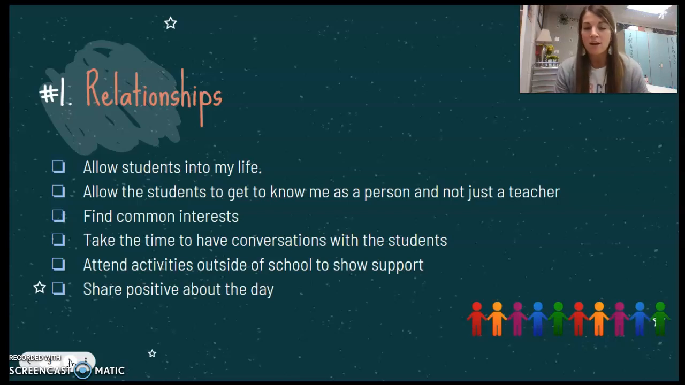And then share a positive about the day. That's something we do in our classroom. We share one positive about the day, or we start on Mondays, we share a positive from the weekend. This allows everyone to learn about each individual student and build that relationship not only with the teacher, but also the other students in the classroom.